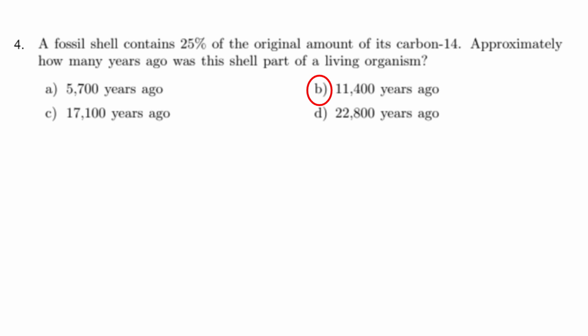So question number 4 is asking, a fossil shell contains 25% of the original amount of its carbon 14. Approximately how many years ago was this shell part of a living organism? The correct answer is B, 11,400 years ago. And here's how I did it.